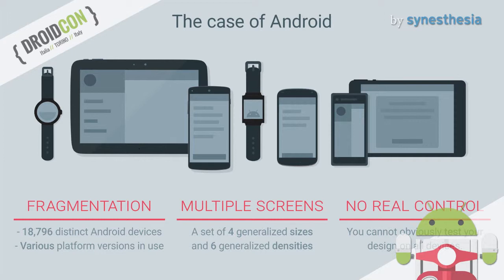But here we talk about Android, and Android, it's not easy. Let me tell you why. Whoa, fragmentation, more than 18,000 different devices. Wow, that's a lot if you compare with iOS. But remember that this is not an excuse. So we have a lot of devices, but we have some very interesting points, right?